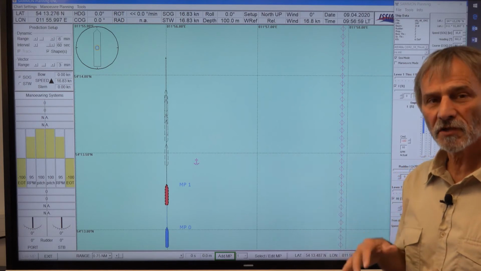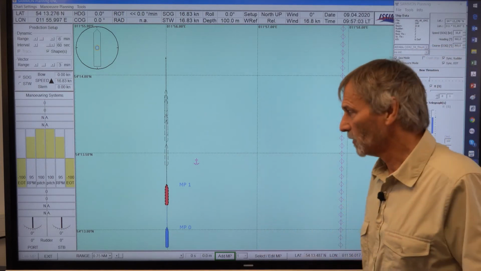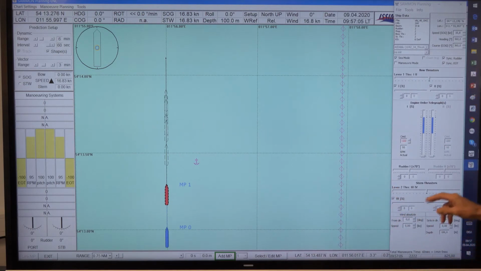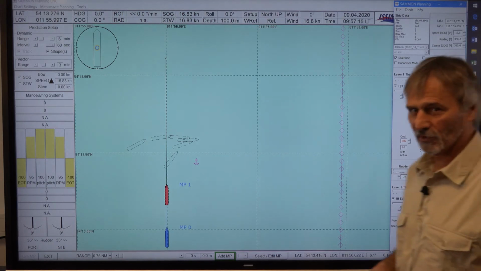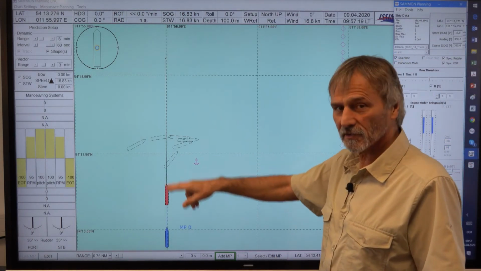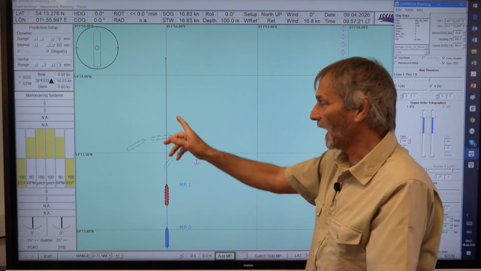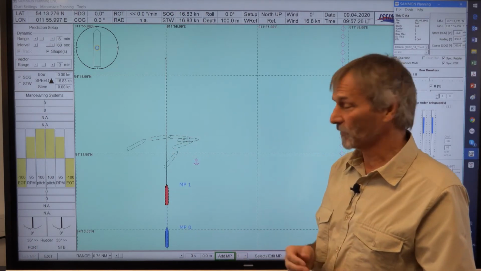We increase the resistance of the ship using the rudder. So immediately you see the result. If I move the rudder, for instance, to 5 degrees, 10 degrees, 20, 30, 35 degrees of rudder. So what you immediately see is the so-called advance, that means the distance in the ahead direction, is much smaller, nearly half of the distance.